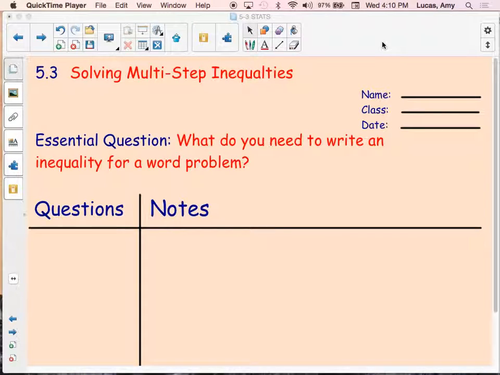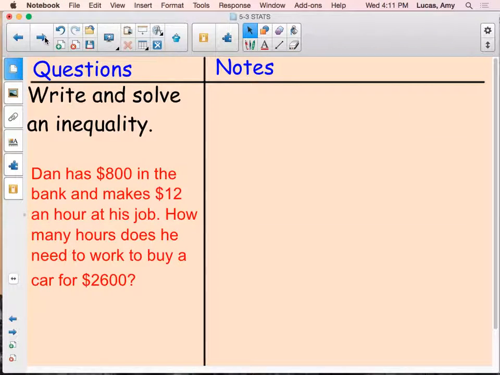Lesson 5.3, Solving Multi-Step Inequalities. Our essential question is, what do you need to write an inequality for a word problem? So we're working with all word problems today. All right, write and solve an inequality.